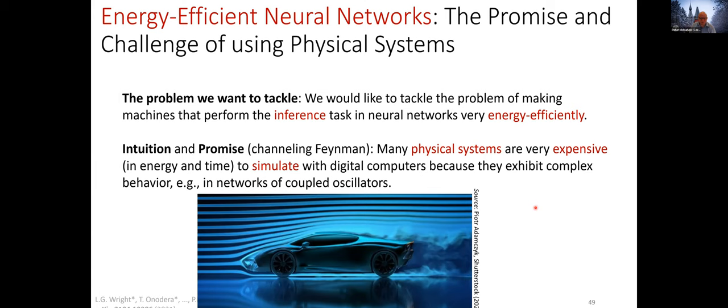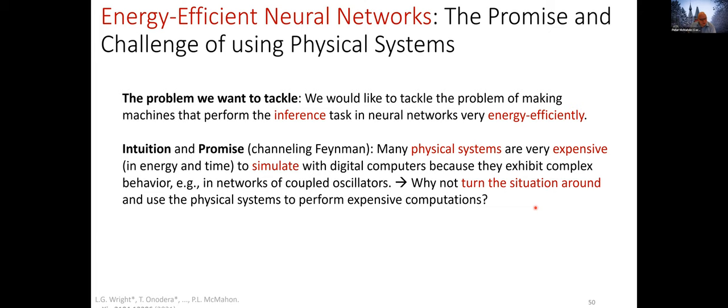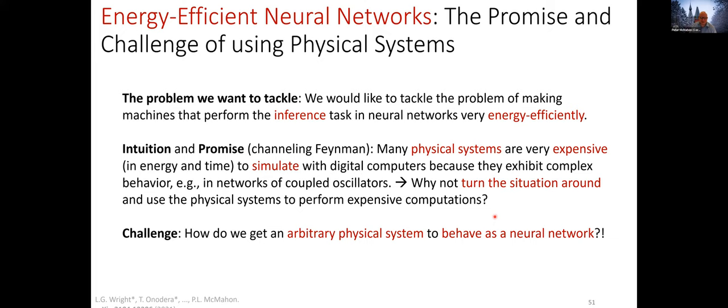So we can ask again, can we turn the situation around and somehow use these difficult to simulate classical physical systems to perform computations that are expensive for us? And rather than trying to make this perform arbitrary computation for us, let's limit ourselves to the challenge of, can we make an arbitrary physical system behave as a neural network that is somehow more energy efficient or faster than what we could do otherwise? So this is the challenge.